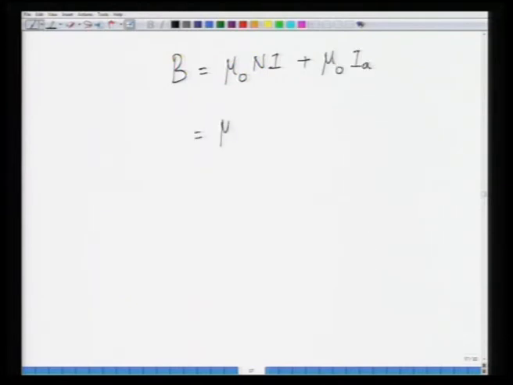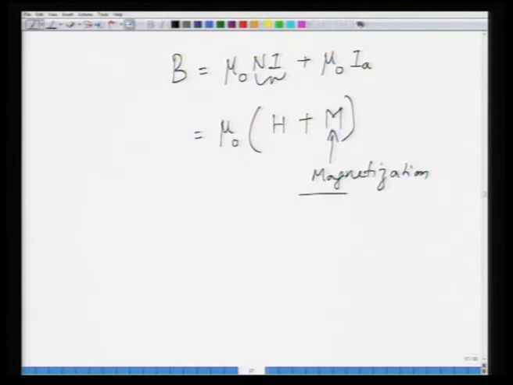This is also written as N I can be replaced by H, and this I A can be explained by another quantity which is called magnetization. So, just by inserting a magnetic material in the coil, the net magnetic induction has an additional component which is because of magnetization induced inside the material. So, on top of field H, now you have an extra term which is M, just like the polarization term in the dielectric case.